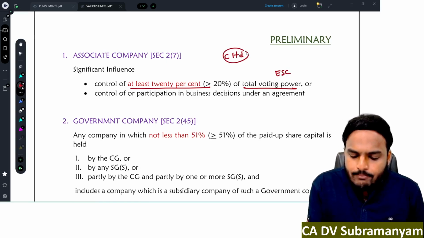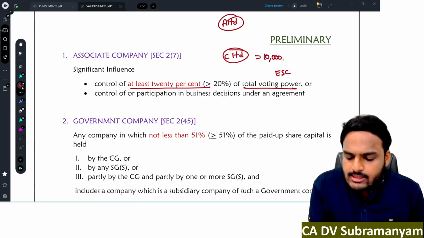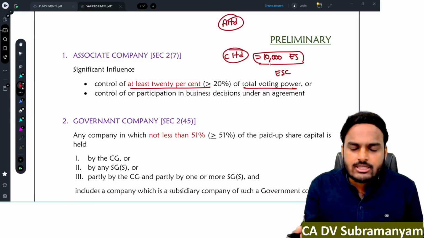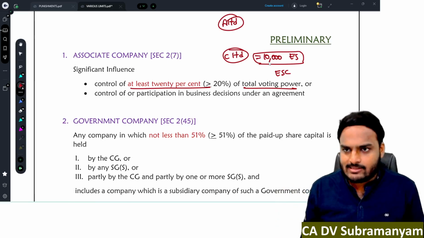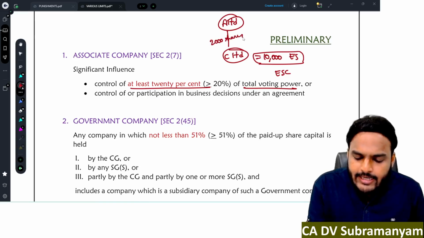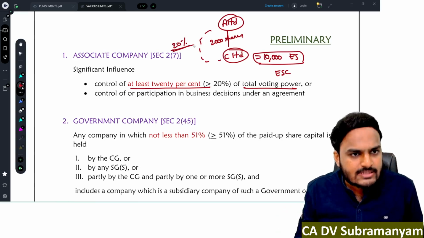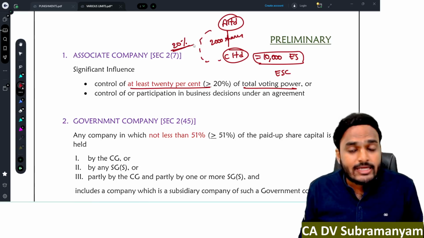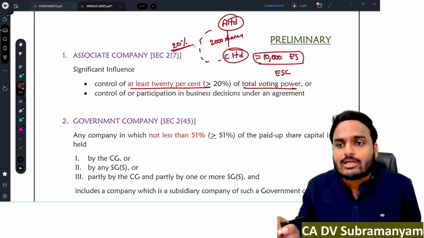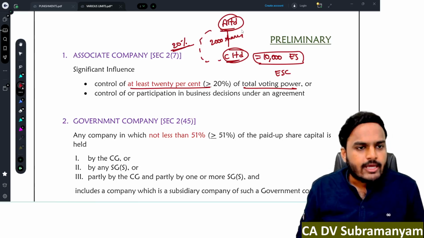So, suppose there are two companies, C Limited and A Limited. C Limited has 10,000 equity shares. I assume all the equity shares are with normal rights, that means each and every share carries equal voting rights. Now A Limited is holding 2000 shares in C Limited. In terms of percentage, A Limited is holding 20% of the equity share capital of C Limited. That means A Limited has 20% of the total voting power of C Limited.